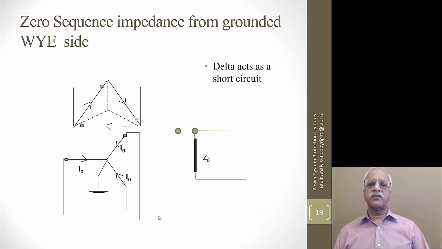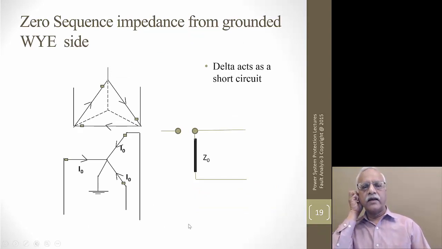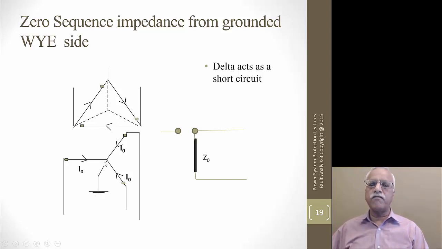Now, zero sequence impedance from the grounded Y side: if you apply a zero sequence voltage on the three phases and all the three currents are the same, they induce voltages in the closed delta, and it becomes a circulating current. So the transformer offers an impedance as though the delta winding is shorted. So for the zero sequence impedance from the grounded Y side, the delta winding automatically provides a short circuit and provides a path for the flow of current. You can represent this as shown here, okay?